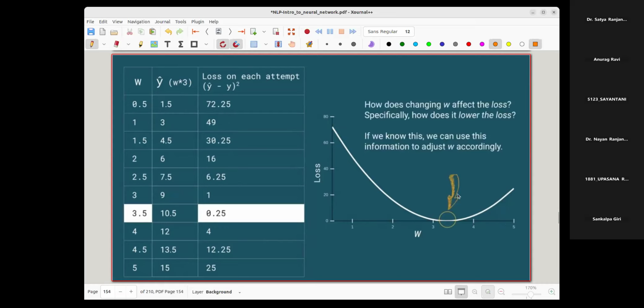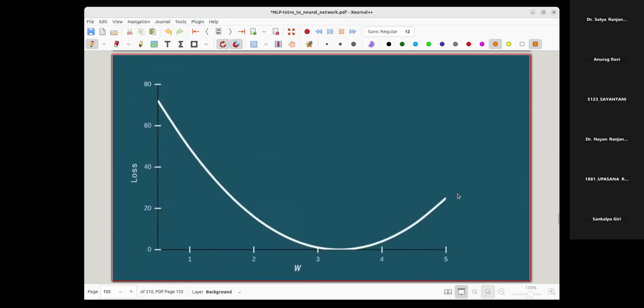Okay, how to do that? So the question is how this W changing will affect the loss. Okay, so let's see how we'll do that. Now we have to use the derivative. So use the derivative to measure the sensitivity of the loss with respect to W. That means if W changes, what is the derivative of that loss function with respect to W? This derivative is going to give you the direction of this line. Okay, so now if you use this derivative, we can update the W.